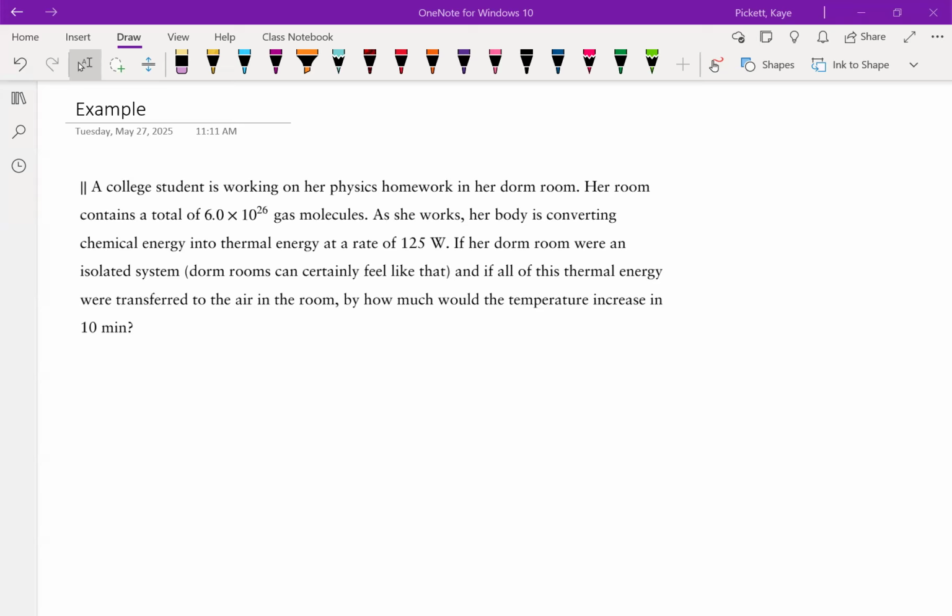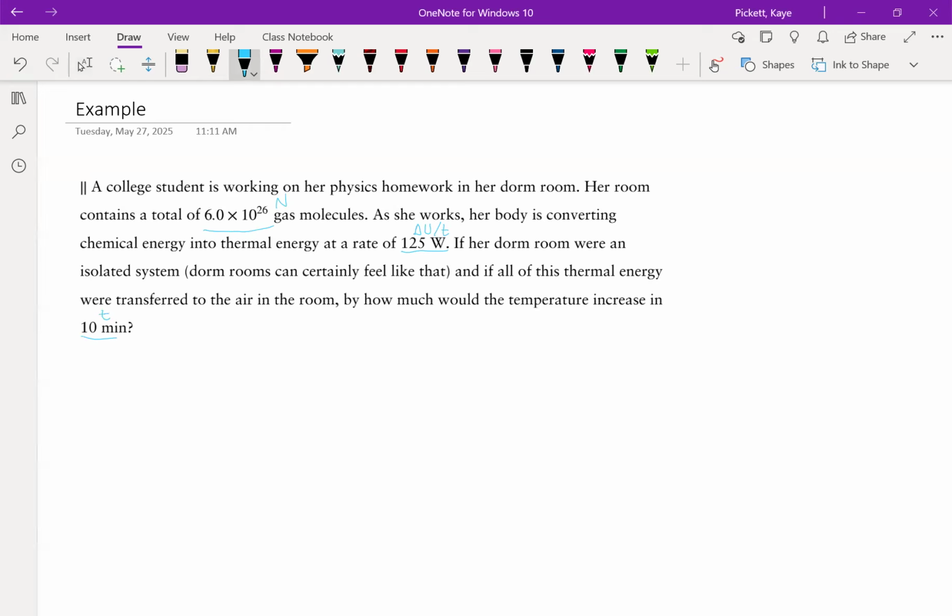So in this case, what we're looking at is the rate of conversion of the thermal energy, and so that's going to be our delta U divided by time, because that's power. And this is the total number of molecules. That's going to get a capital N. And this is our time.